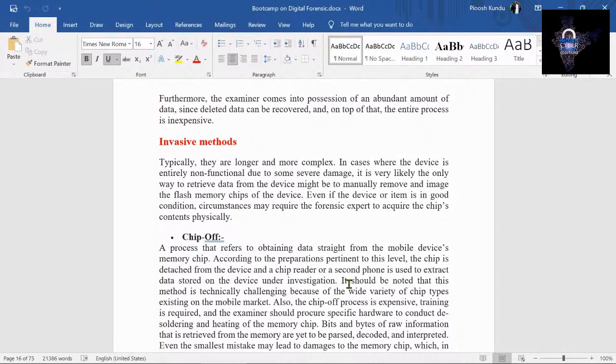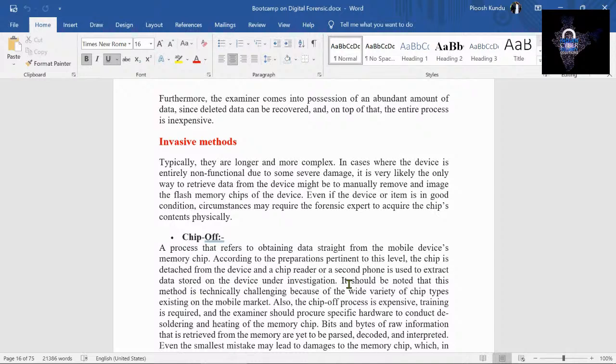Now, in the case where the device is entirely non-functional due to severe damage, the only way of retrieving data from the device might be the manual removal and imaging of the flash memory chips. Even if the device is in good condition, circumstances may require the forensic expert to acquire the chips and content physically.